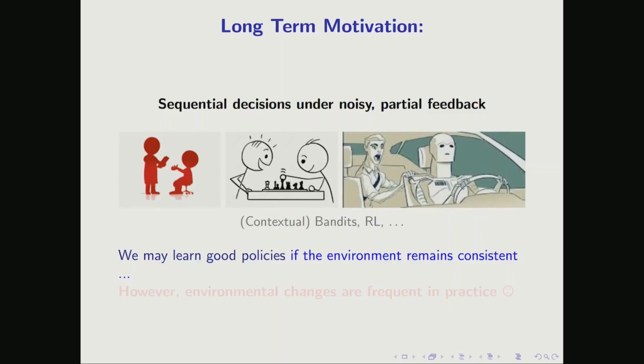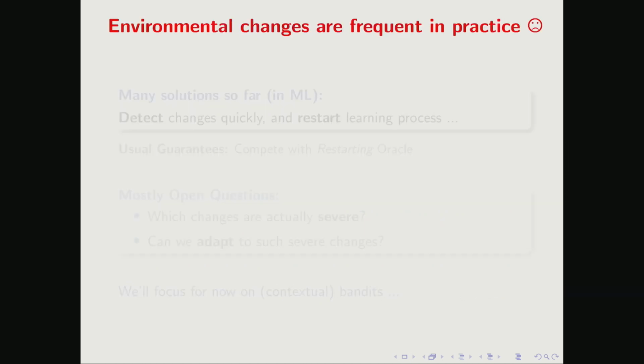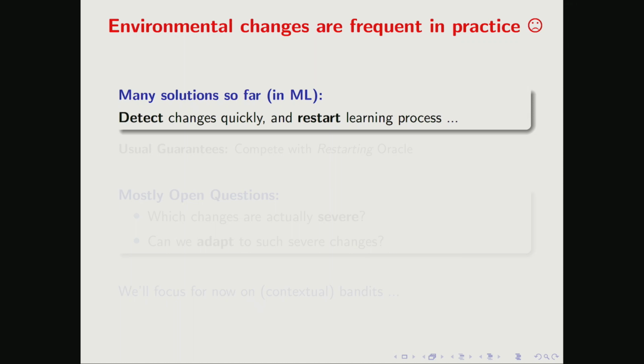The one thing that is clear under all these problems is that if the environment remains consistent, then we may eventually sequentially learn a good policy and start making good decisions. However, in the real world, the environment changes frequently, right? And so we have to try and understand how to best adjust to such environmental changes. There's tons of work on these types of problems, and the flavor of much of this work is to try and detect changes quickly.